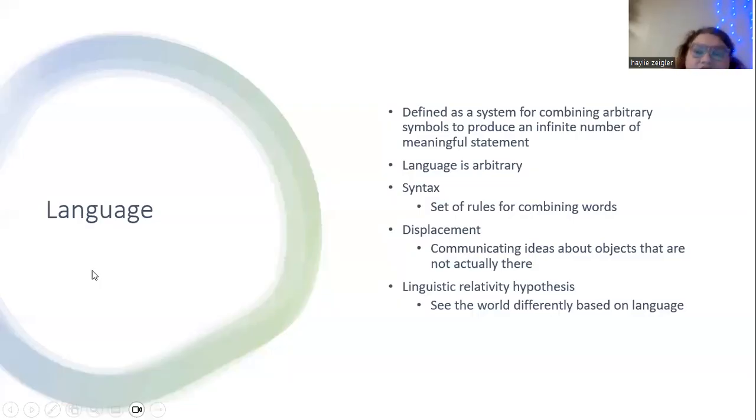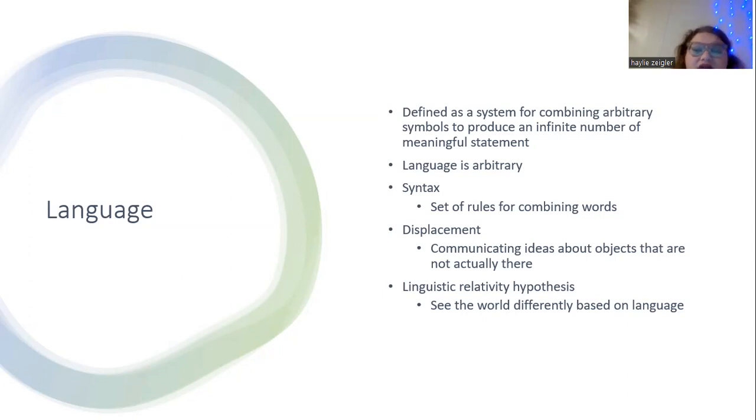Language is defined as a system of combining arbitrary symbols to produce an infinite number of meaningful statements. Symbols can include things such as words, noises, or movements, such as with sign language. Language is completely arbitrary. Words such as tons, which is just 4 letters long, mean incredibly huge things, while a word like nanogram, which is actually a decent sized word, means something that is incredibly small. And that is an example that our textbook gives whenever it comes to language being arbitrary.